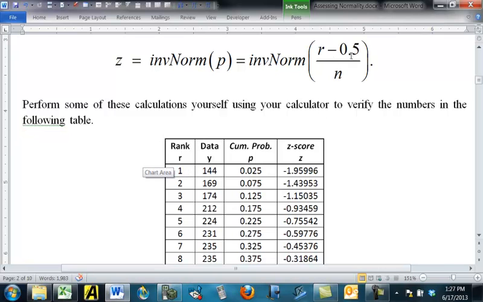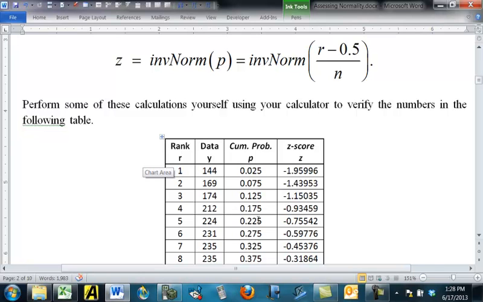So for rank 1, 1 minus a half is 0.5, divided by 20 is 0.025. Take the inverse norm of that, and we get a z-score of negative 1.95996. This would be the expected z-score if this came from a normal distribution. And we do this for each one of these.